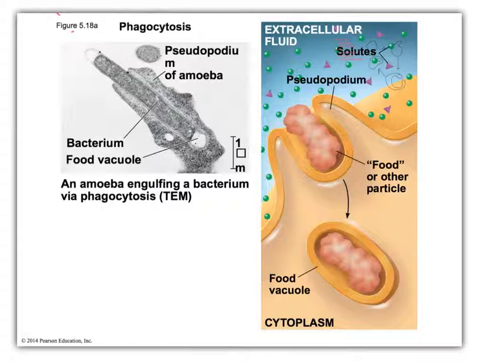This happens in your white blood cells. White blood cells do this all the time. Macrophages and neutrophils will phagocytose cellular debris from dead cells, bacterial microorganisms, etc. And then you have the diagram showing your food particle eventually ending up in your food vacuole. All right? Those two extensions that wrap around the cell are called pseudopodia, false feet, so they move around.